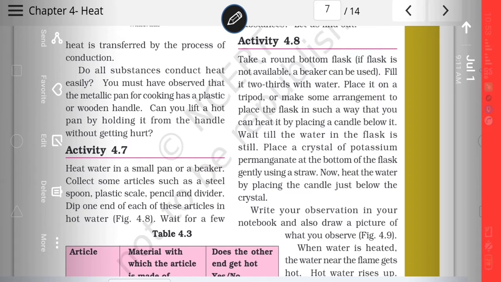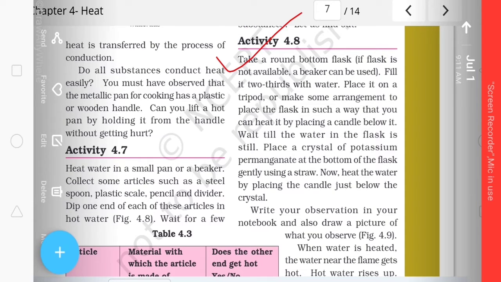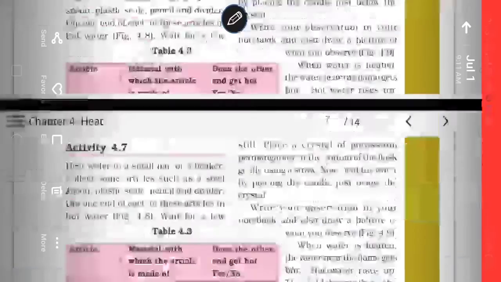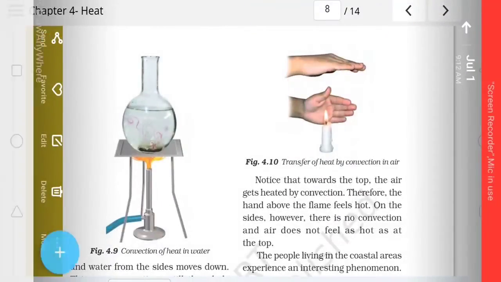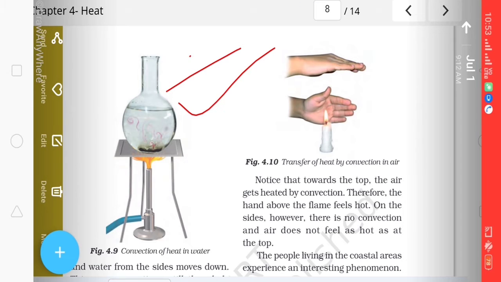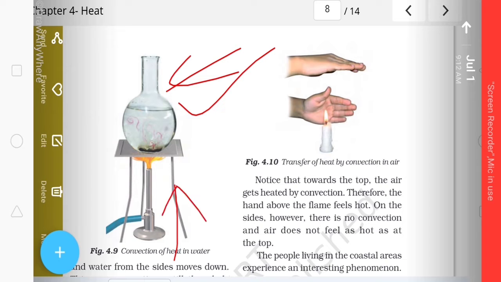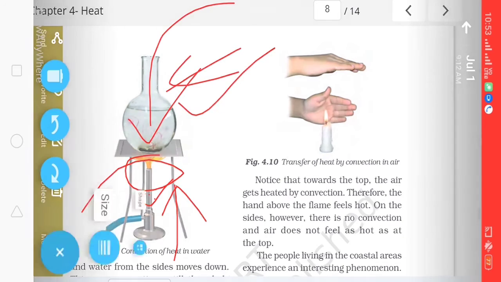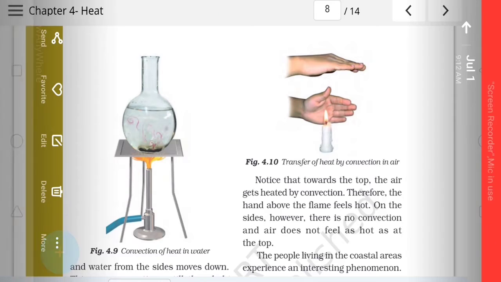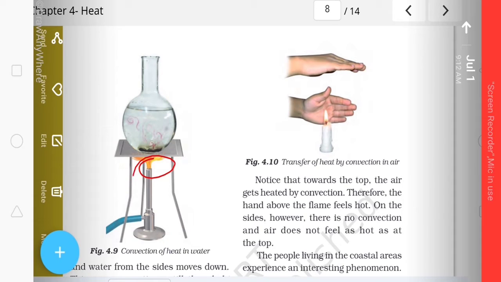Let's see. For this, an activity is given, that is activity 4.8. So let's discuss this activity in short. For this we need to take one round bottom flask. This is called a round bottom flask, and we also need one burner. This is the burner and this is the flame of the burner. In the round bottom flask we also need to take water.